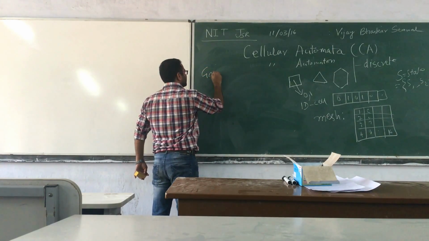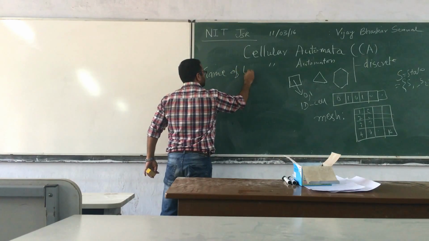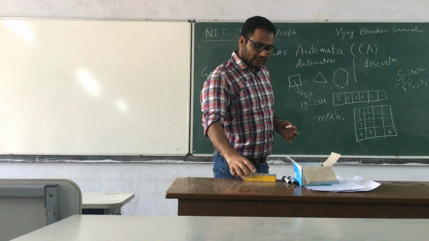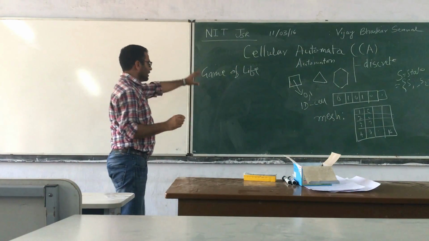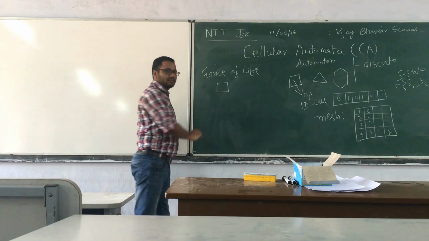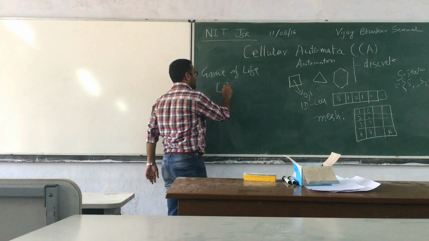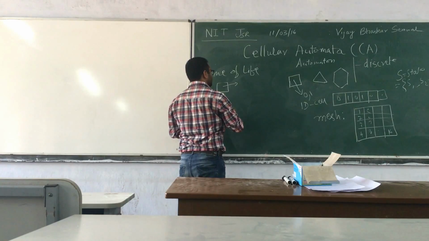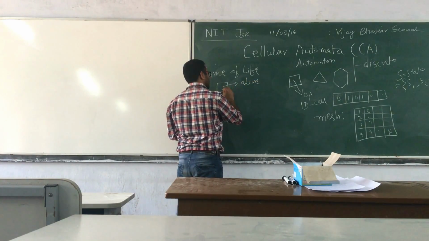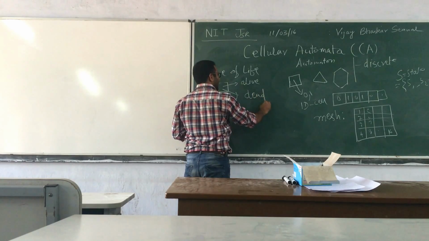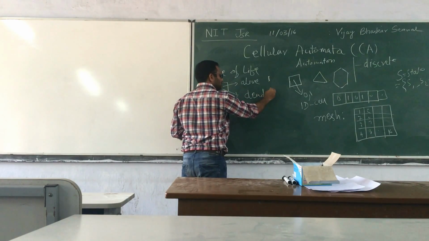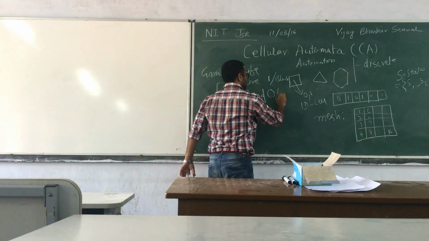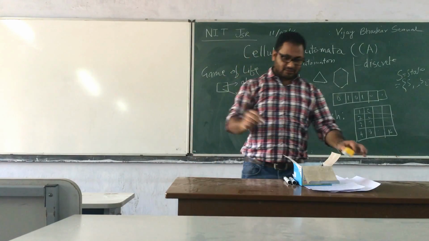Game of life. What is the game of life? In this case, there are cells. A cell can have two states, either alive or dead. I can represent it with alive as 1 and dead as 0. Even I can give colors, black and blue. So let me explain by using two colors.